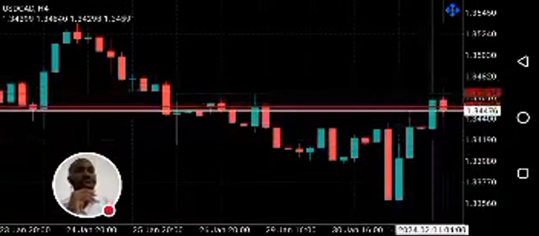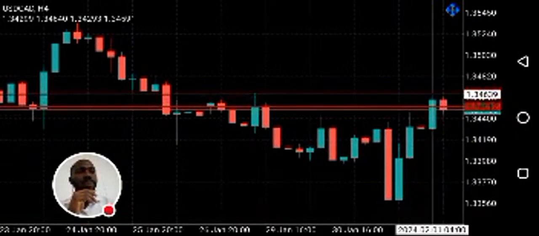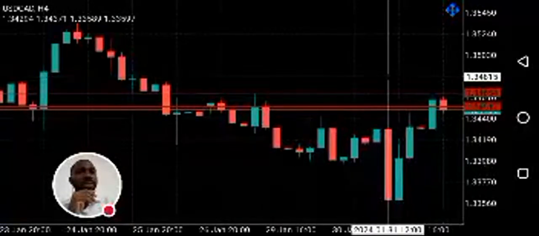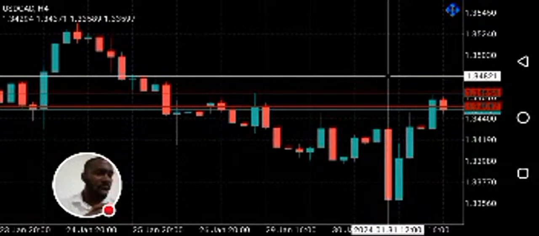If you are considering selling USD CAD, you could set your stop loss at this level, which is 3482. What's the current market price now? 3451. Your stop loss could be at 3482.